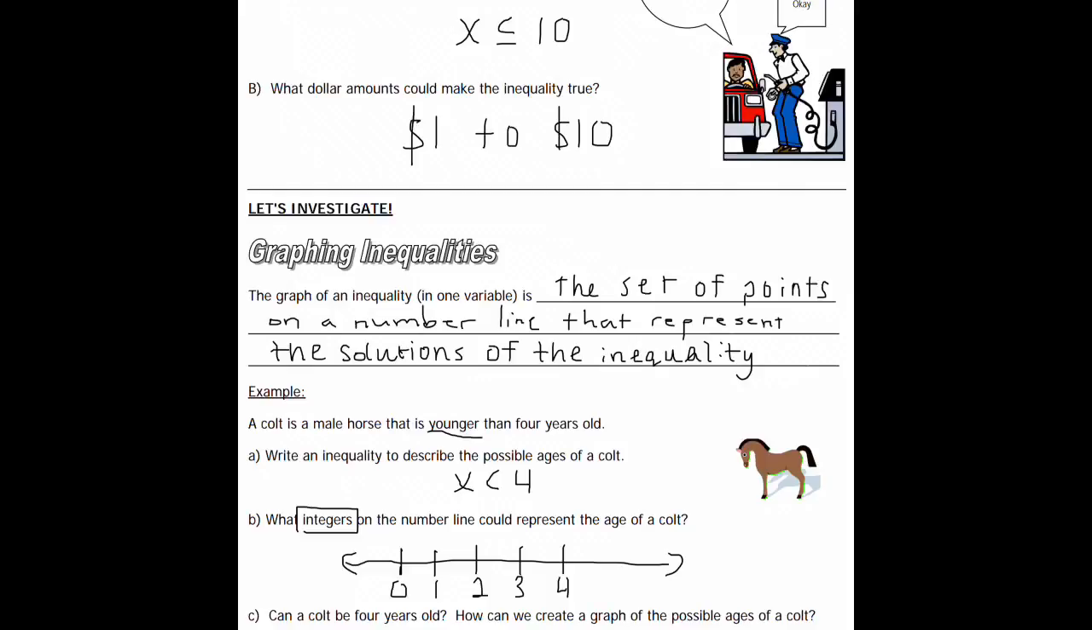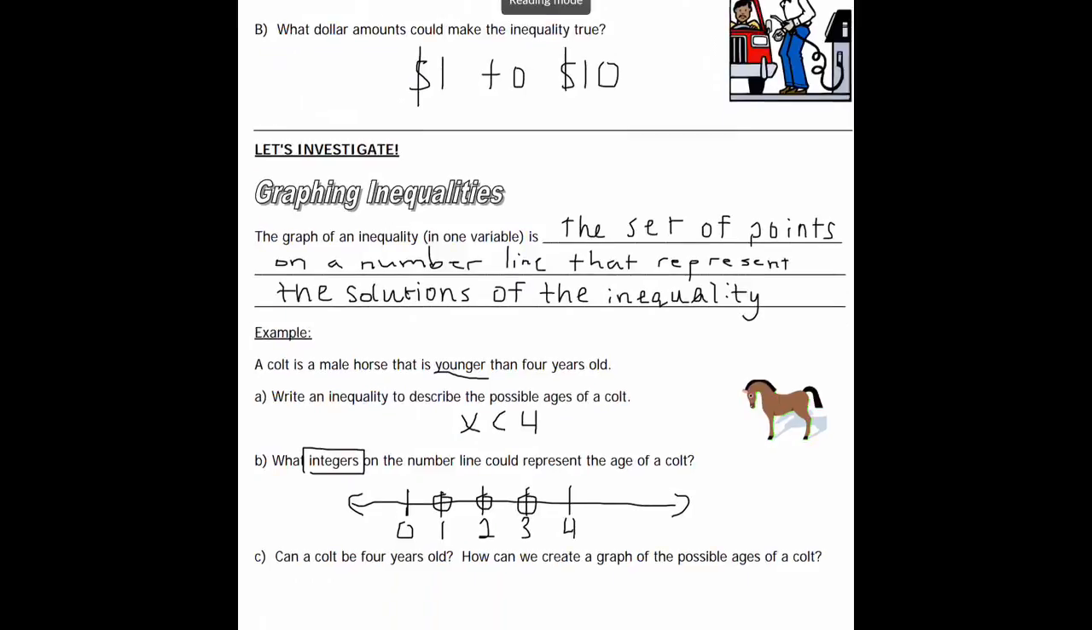We know what integers are. As a review, integers are all whole numbers and their opposites, including 0, but in this case, we're not going to consider 0 to be a possible age of the colt, because there is no such thing as someone being 0 years old or a horse being 0 years old. So the only possible integers on this number line that could represent the age of this colt would be 1, 2, and 3. Okay.